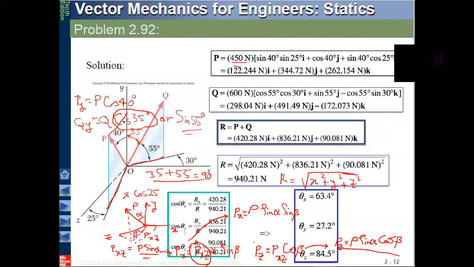Well, if you want to know the angle that this resultant force makes with each axis, then we had these equations: cosine of theta x is Rx over R, cosine of theta y is Ry over R, and cosine of theta z is Rz over R. So if you take the arc cosine of these values, then you will get the angle for the resultant force with each of the axes.